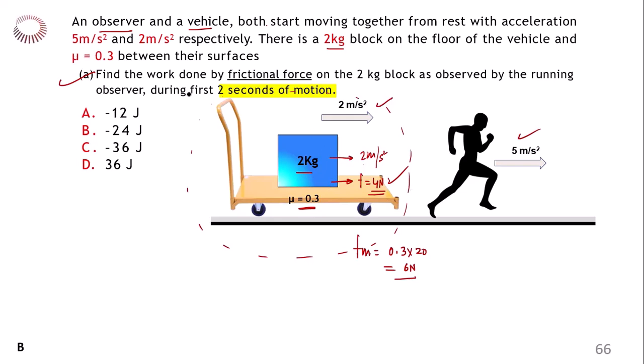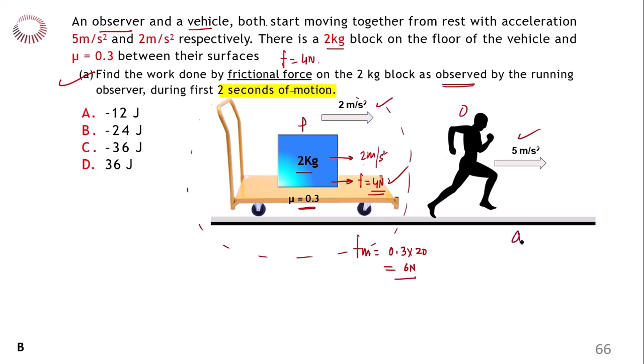Now you are asked to calculate the work done by the friction force. What is that friction force? That friction force you got as 4 Newton, as observed by the running man. Since I am willing to calculate with respect to some other frame, let us say this is the P block, this is the observer O.